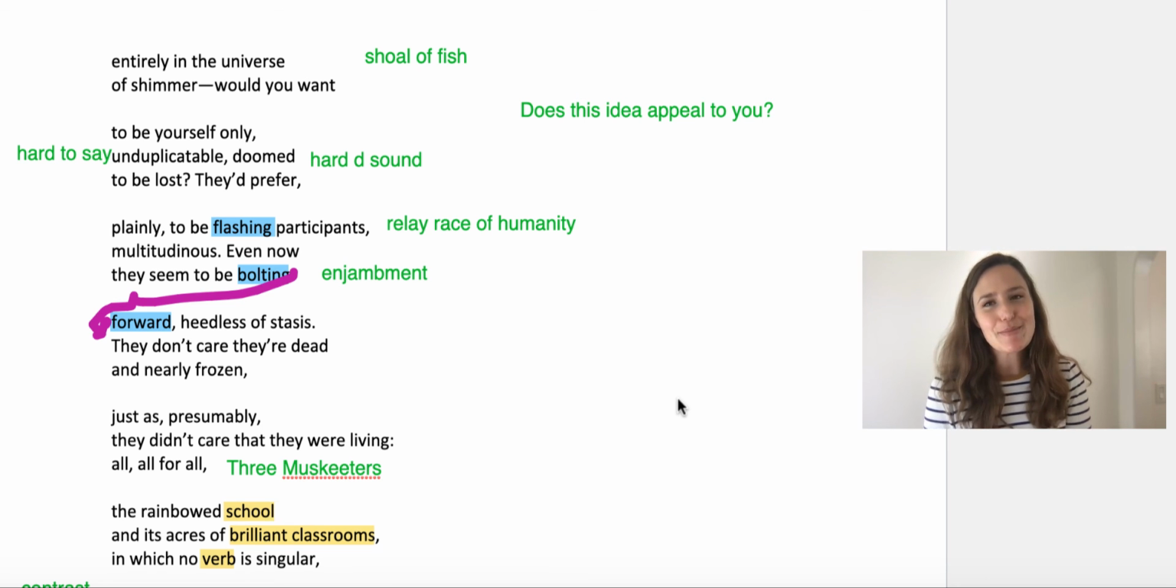I hope you enjoyed this poem, and I hope that you're able to connect it to the next poem that we're going to read, which is quite different, but also has the fish image, Mirror by Sylvia Plath.